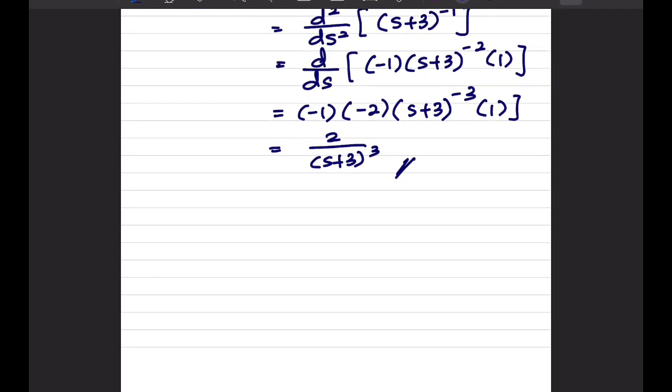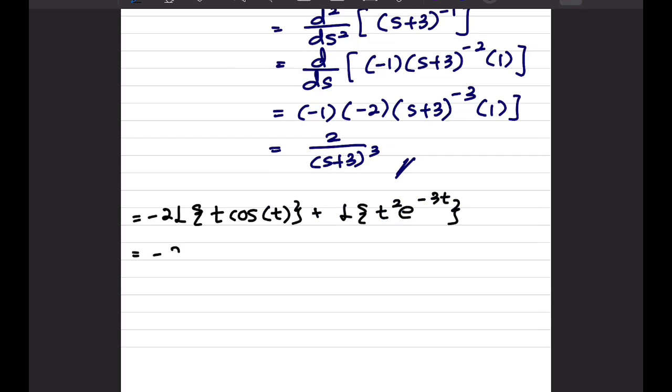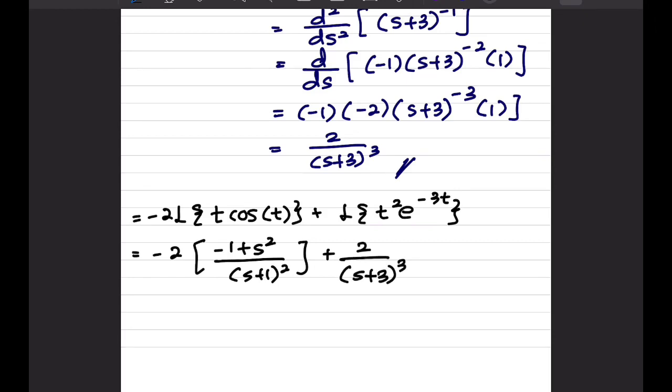The final answer for question C is, so we have negative 2 Laplace of... okay, this is the final answer.